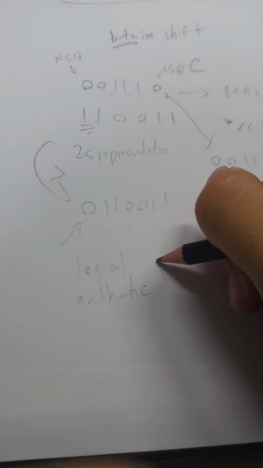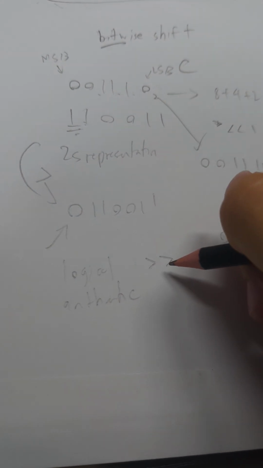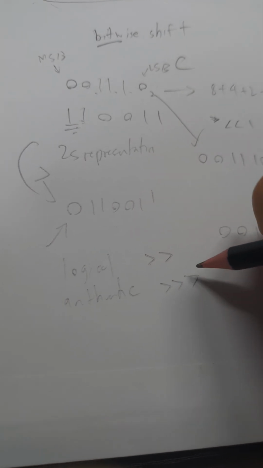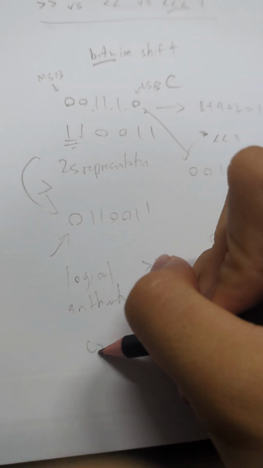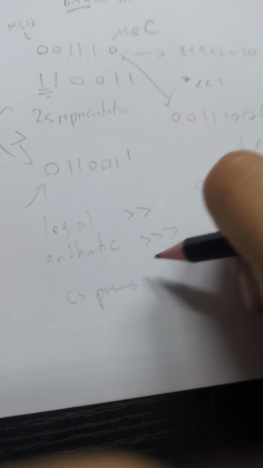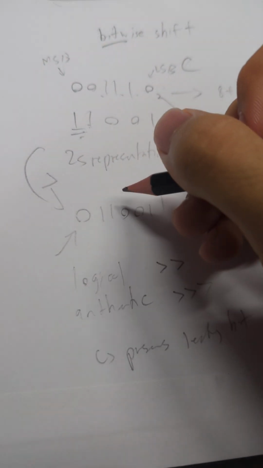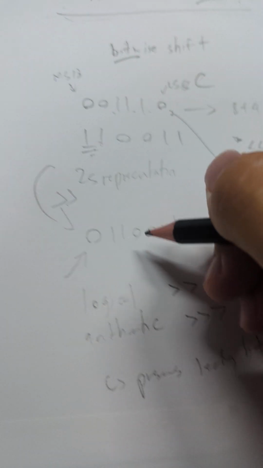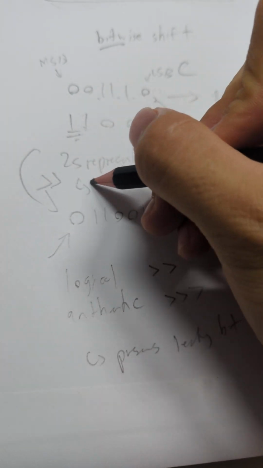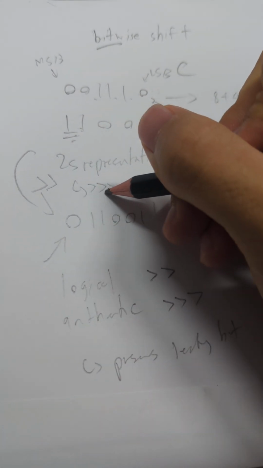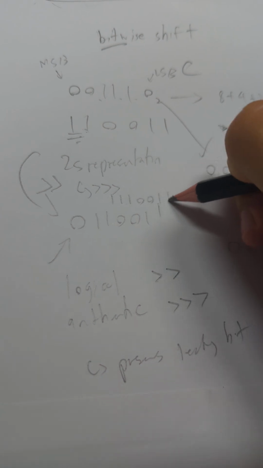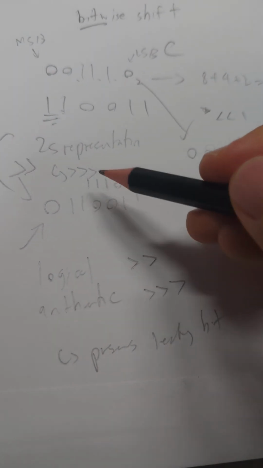So these have two different operators. This is the logical right shift, and this is the arithmetic right shift. This one preserves your leading bit. So if you use a logical shift, it would add a 0. If you use an arithmetic shift, it will leave a 1. So yeah, that's the difference between logical right shift and arithmetic right shift.